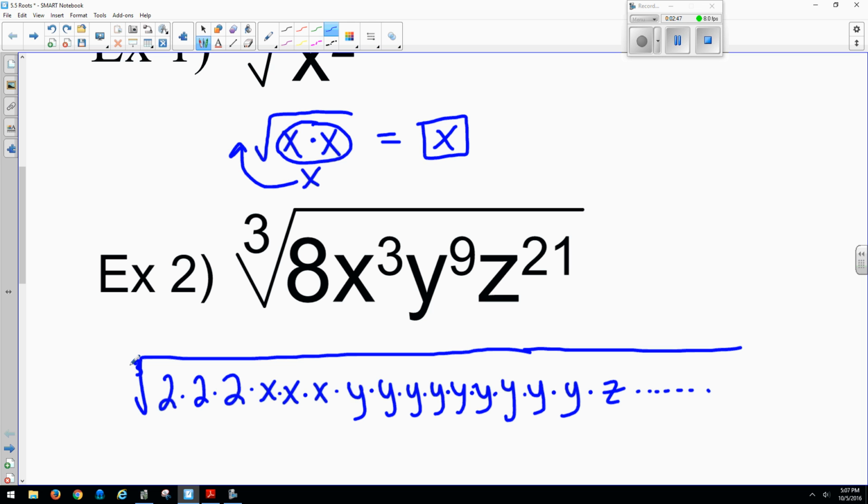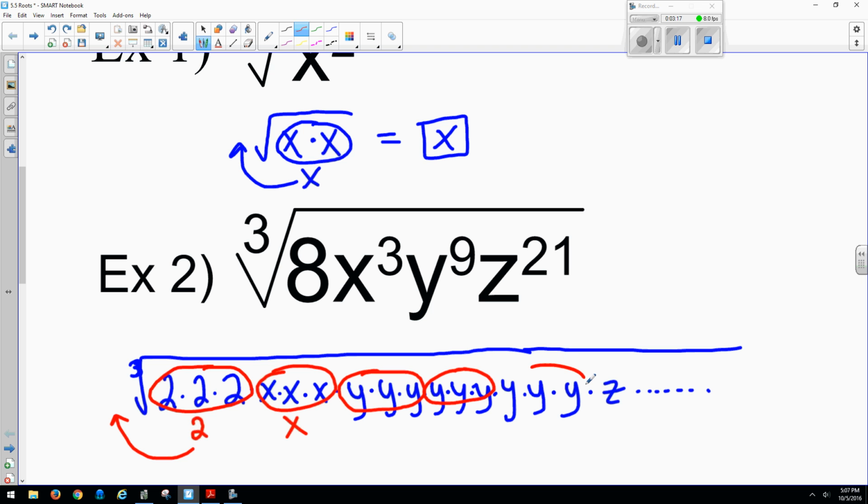So our index is 3, and what I'm going to do is look for groups of 3. Okay, groups of 3 of the same exact term. So we can see there's one group here, and the way it works is I'm going to take out one of those and pull them outside of the radical. So I see one group of 3 in the x's. I'm going to pull out one of those. I see 3 groups of 3 in the y's. There's 1, there's 2, and there's 3. So for each one, I'm going to pull out one of those y's.